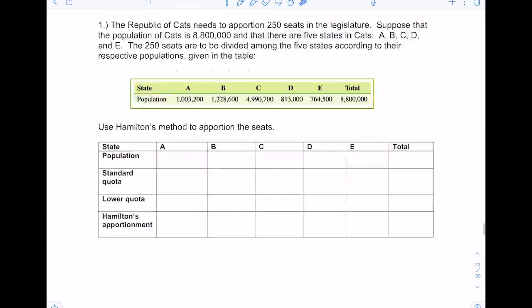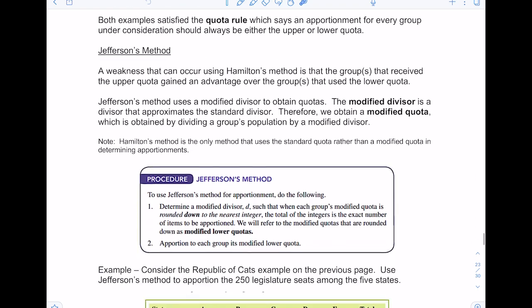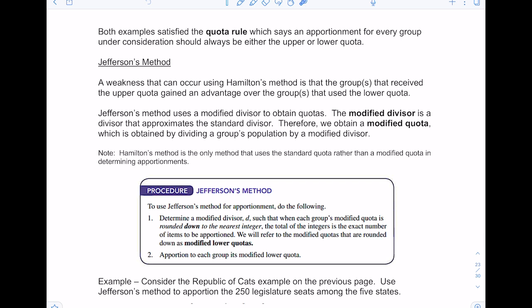Okay, here we go. Apportionment methods. I asked you all to do this problem on your own. Now we're back in order. Both of the examples, the one I did and the one you could have completed, satisfied what we call the quota rule, which says an apportionment for every group under consideration should always be either the upper or the lower quota. Not every one of these methods uses the lower quota. Just Hamilton's solely uses the lower quota.